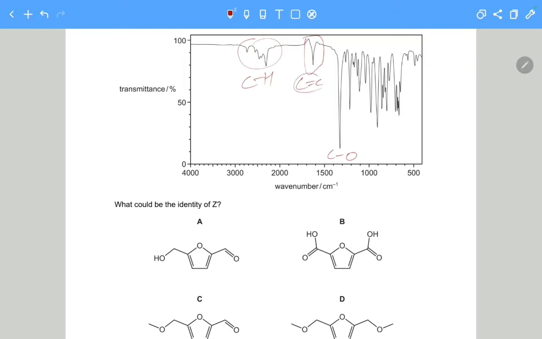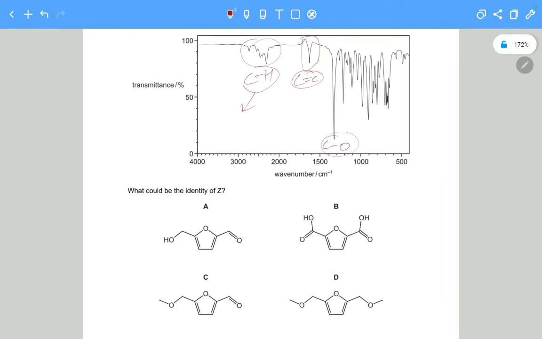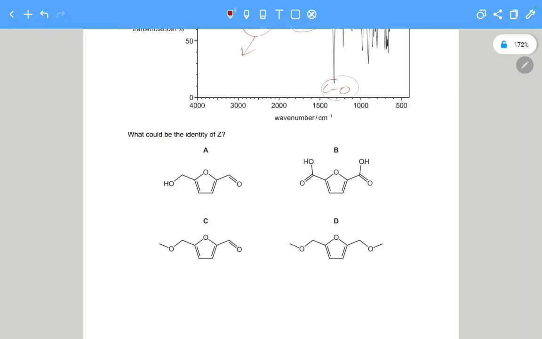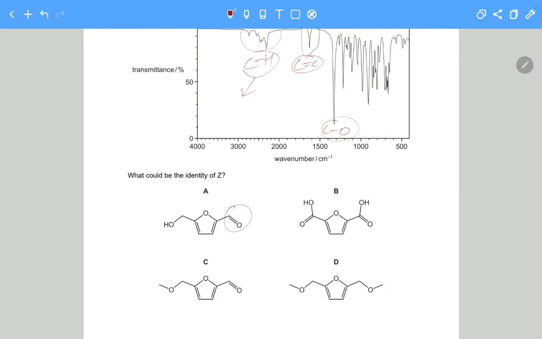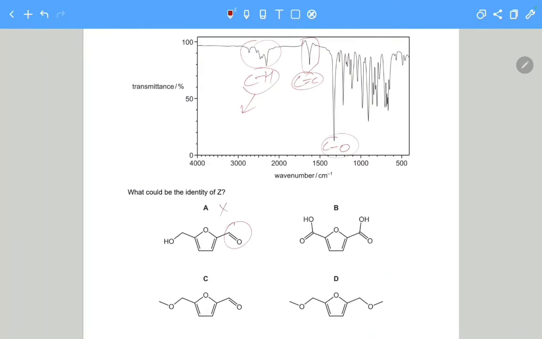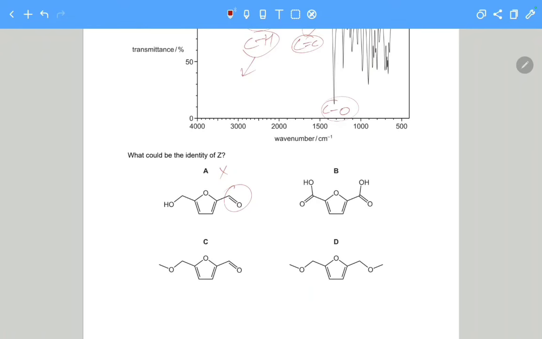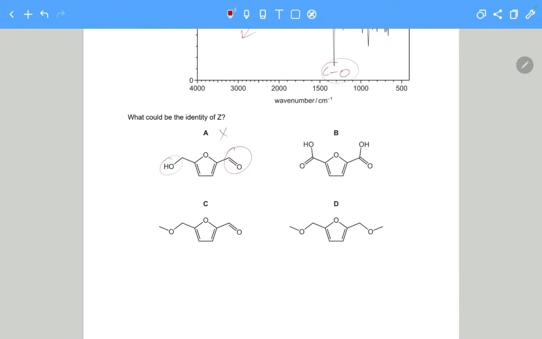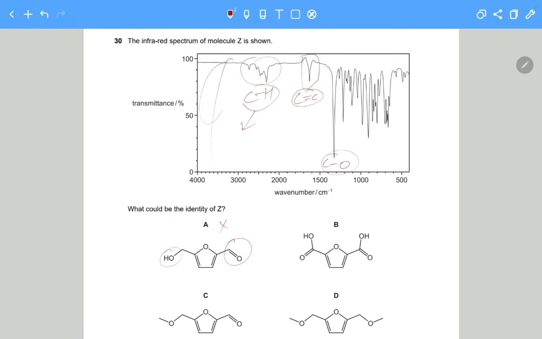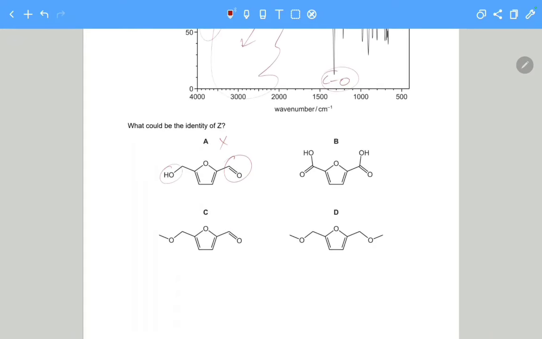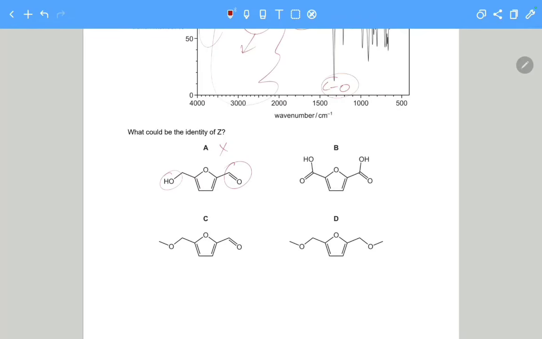So we are looking for a compound which has a carbon-carbon double bond, CH bonds, and this is not very important because probably all of the options will have CH single bonds, and then a C-O single bond. That's what we are looking for. Option A has carbon-carbon double bonds and carbon-oxygen single bonds, but it also has a carbon-oxygen double bond, which is not in the spectrum, so this cannot be the answer. Option A also has an alcohol group, which is not there in the spectrum. It should be something like this over here, and it's not there, so option A cannot be correct.